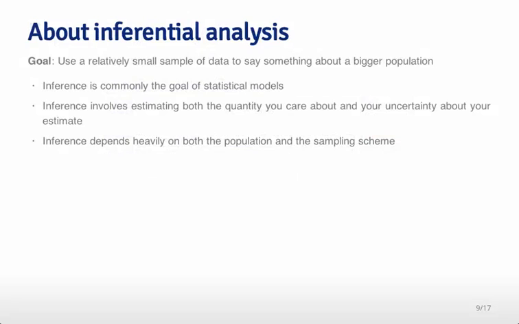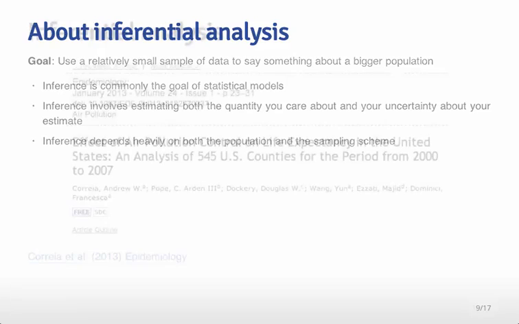Then inferential analysis is a goal where you're actually trying to take a small amount of data on a small number of observations and extrapolate that information, or generalize that information, to a larger population. Inference is definitely the most common goal of most statistical models and most statistics that you've maybe heard about. It involves both estimating some quantity that you're interested in and also, more importantly, maybe the uncertainty of that quantity. And it depends heavily both on the population that you're looking at, the group of people or the group of objects that you care about, and the sampling scheme that you've used.